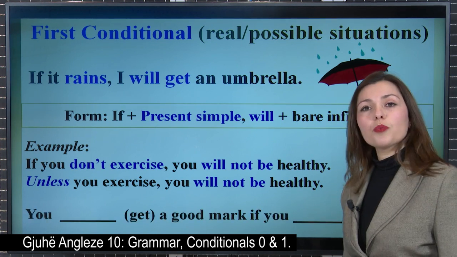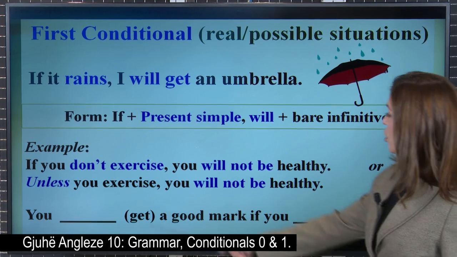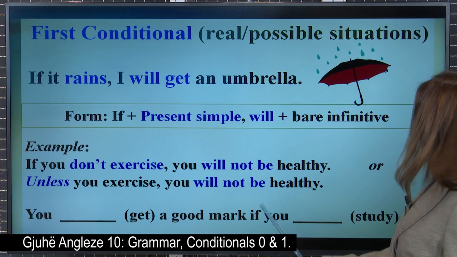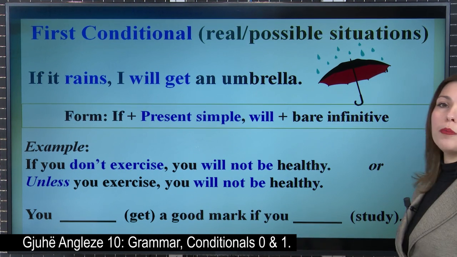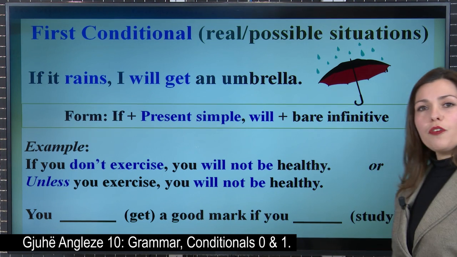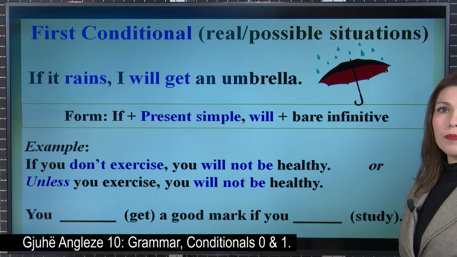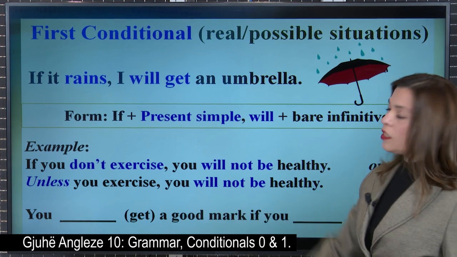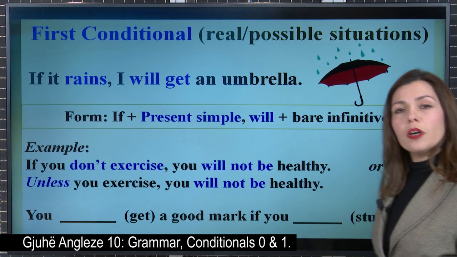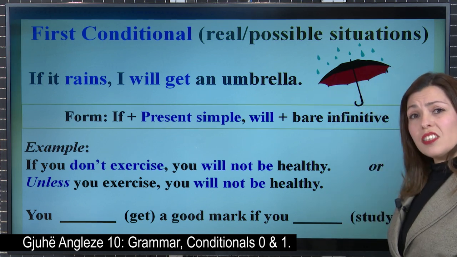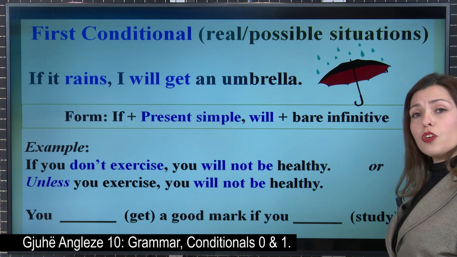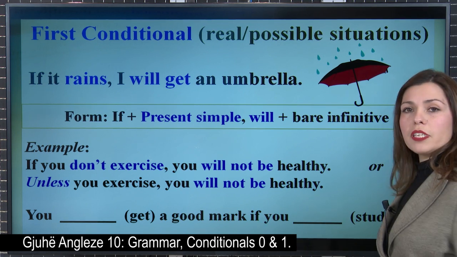Let's practice what we just learned. You, the verb is get, a good mark. If you, and the verb is study. Some of you find it much easier if you start with the if clause. But here, our sentence starts with the result clause. So, if you believe that it's easier for you to start with the if clause, you can start reading your sentence from the second part.